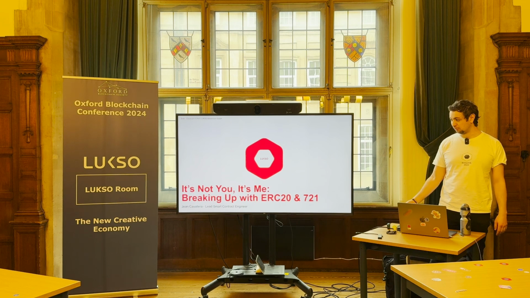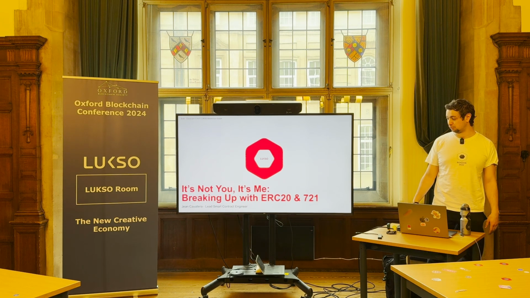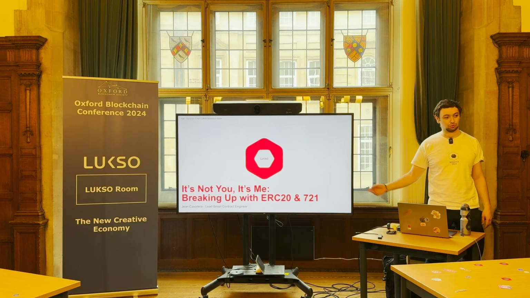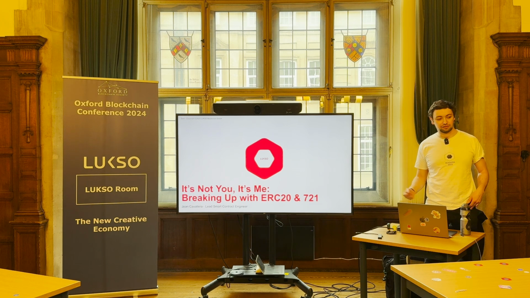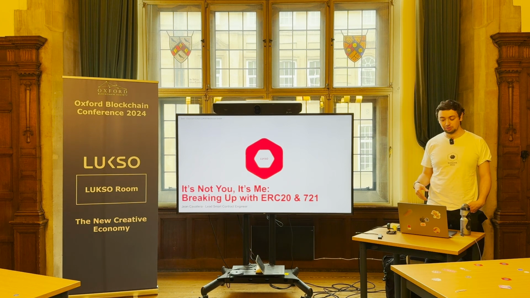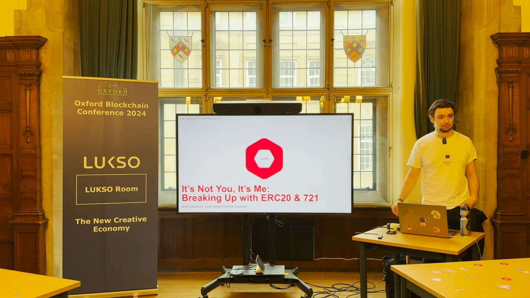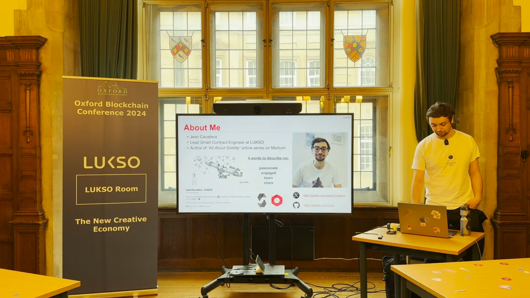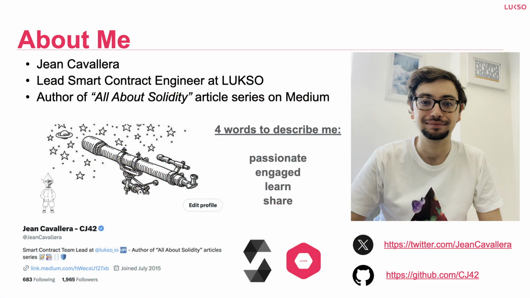The reason for the title, breaking up with ERC20 and ERC721, is that the token standards on LUKSO have much better features for safety, and we will go through them in detail in the next part. So, a bit of introduction about myself.